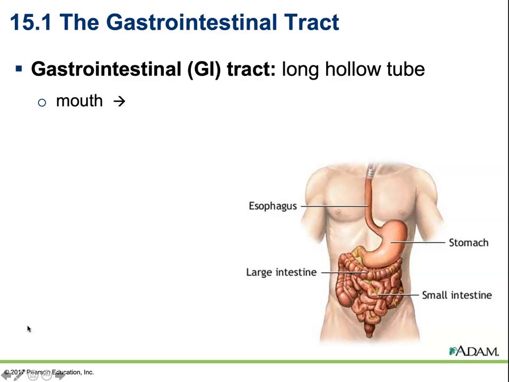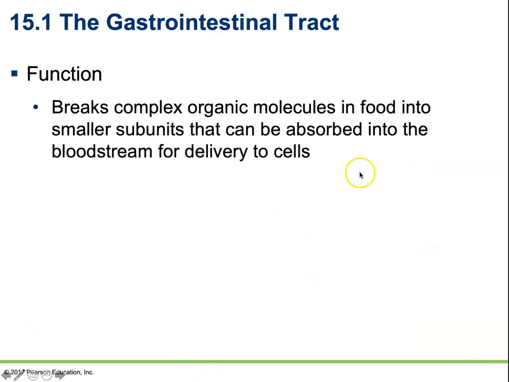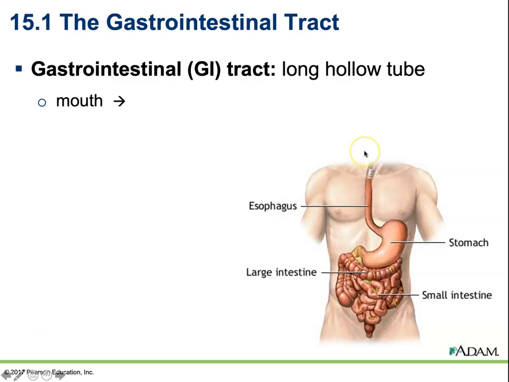Every structure in the gastrointestinal tract is going to be organized around that aim, around that function. So the gastrointestinal tract, the GI tract, is going to be one long hollow tube. It starts in the mouth, way up here, and it's going to end down in the anus. It's essentially one long hollow tube, open on both ends, that allows food to pass through it.